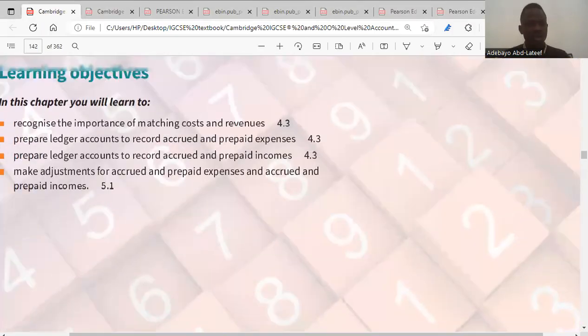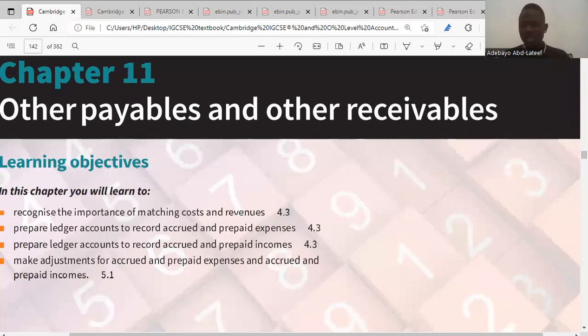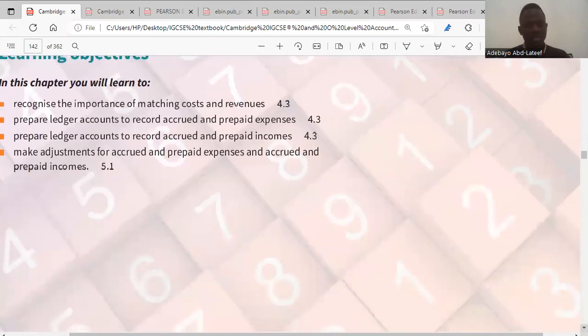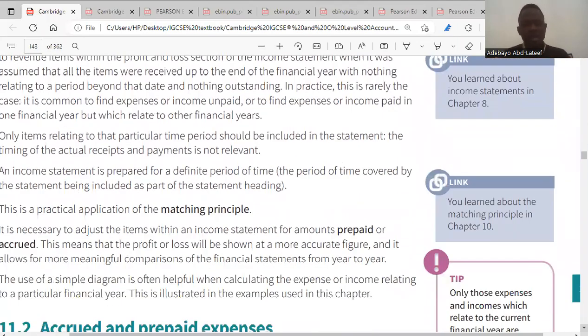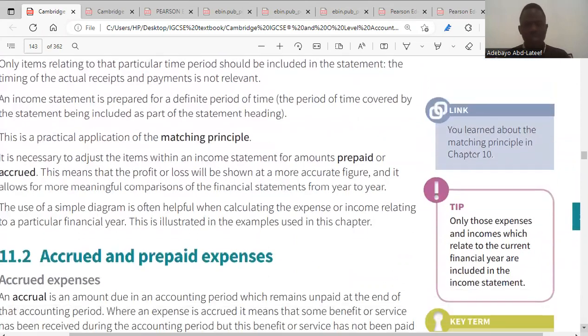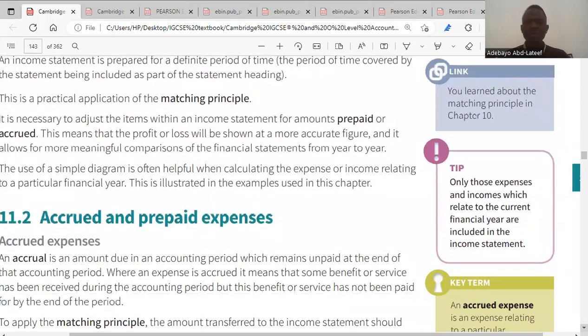We go to chapter 11, other payables and other receivables. For other payables, we're talking about the current liabilities, and for other receivables, we're talking about the current assets. So other payables means we have accrued expenses and prepaid expenses. We start with accrued expenses.